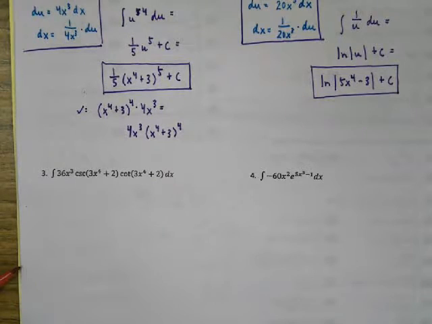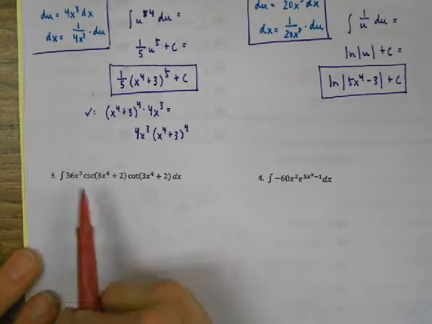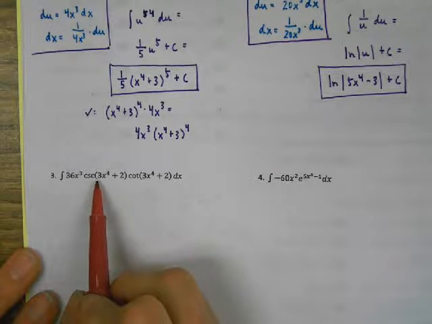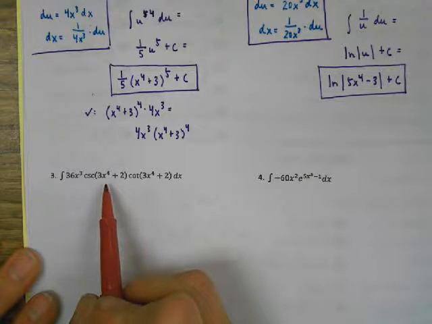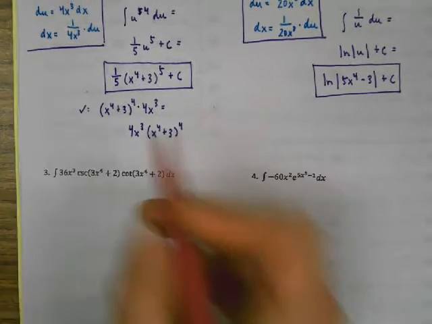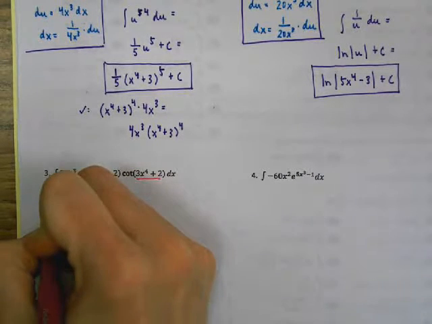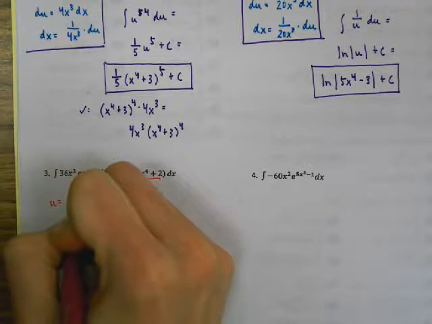Okay, next one. A lot of pieces going on here, but it should be hopefully by now pretty easy to pick out. Whenever we're taking a trig function and our argument is something other than x, it's some function of x, that's what's going to trigger the chain rule. So here, when we see this 3x to the fourth plus 2, that's going to be our u.